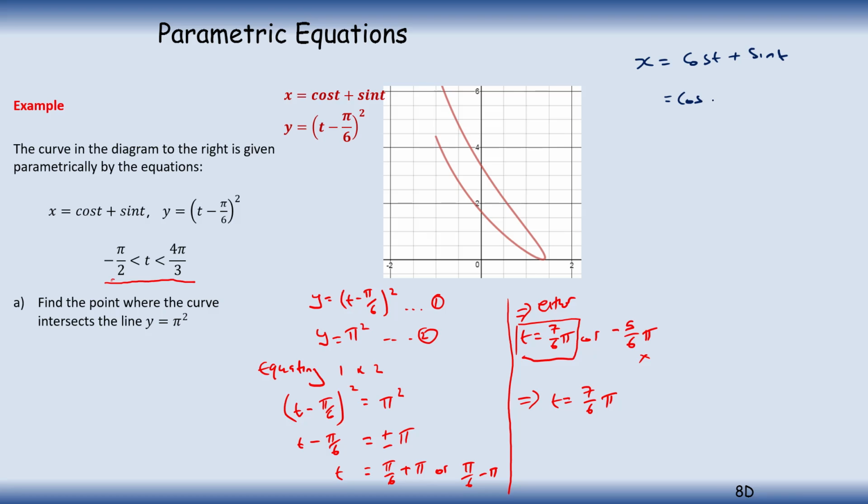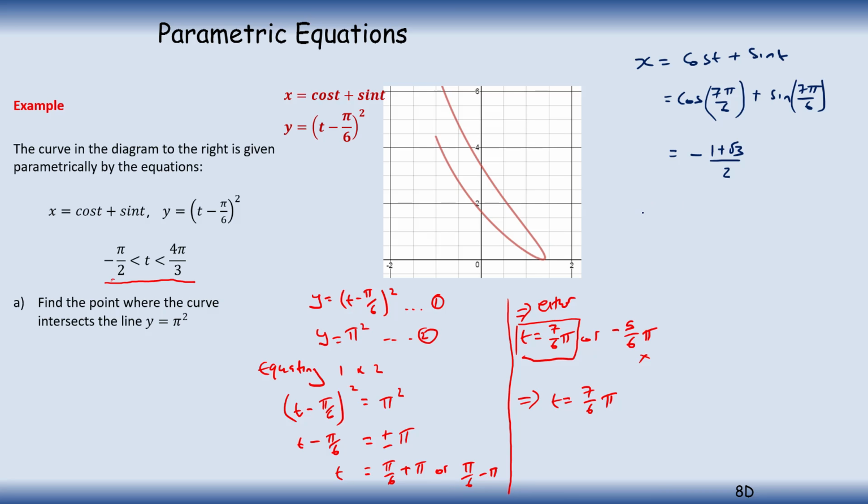So it'll be cos 7 over 6 pi plus sine 7 pi by 6. And I think the easiest way to do this is to actually just plug it in the calculator. And make sure you have a go at this, but it should give you minus 1 plus square root of 3 all over 2.